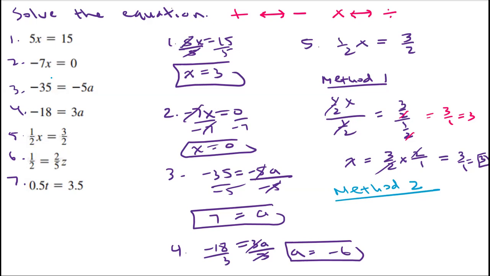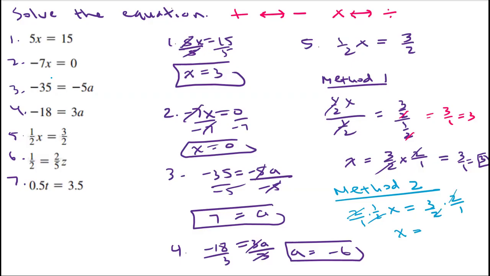Okay. So the reciprocal. Again, we have 1/2 x is equal to 3/2. The reciprocal of 1/2 is just 2 over 1. So I can multiply this by 2 over 1 on each side. And then the 2's will cancel. We get 1 over 1, which is 1. 1 times x is just x, right?